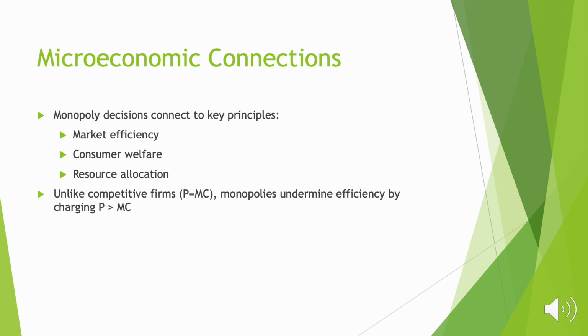Now, let's take a deeper look at how the behavior of a monopoly firm connects with other key microeconomic principles like market efficiency, consumer welfare, and resource allocation. Unlike competitive firms that produce where price equals marginal cost, monopolies set output where marginal revenue equals marginal cost. This means they charge a price greater than the marginal cost, which leads to reduced output and higher prices.